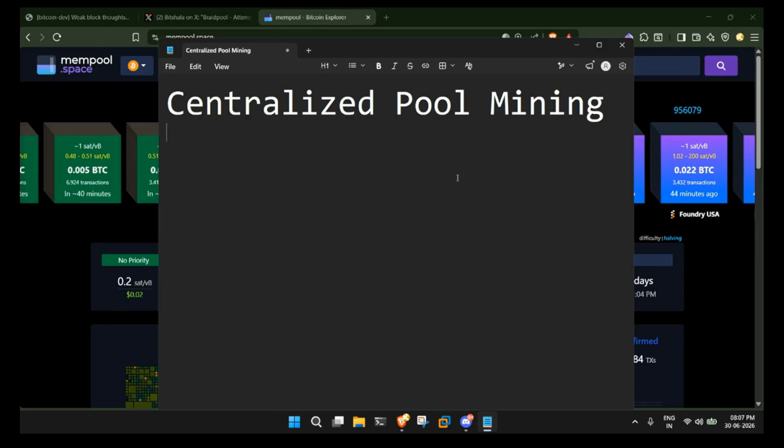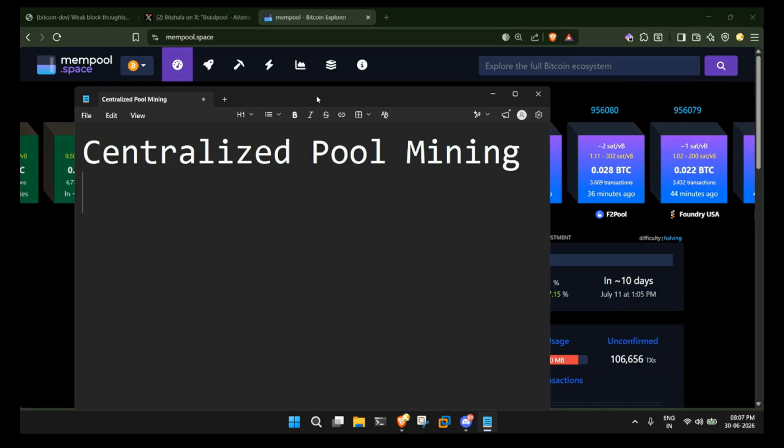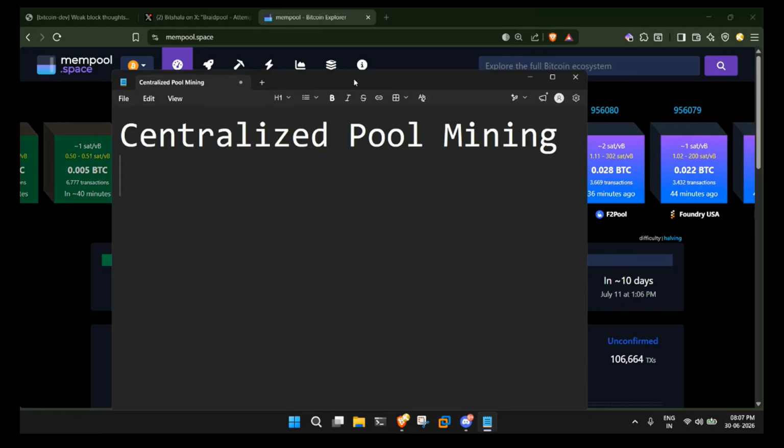There are different categories, depending on how much contribution you are making, and based on that you receive the reward. So this is centralized pool mining. What are the disadvantages? Most of the centralized mining pools at the moment are running on Stratum V1. They will create the template and share it with you. You as a miner do not have the authority to choose the transactions or create your own template.